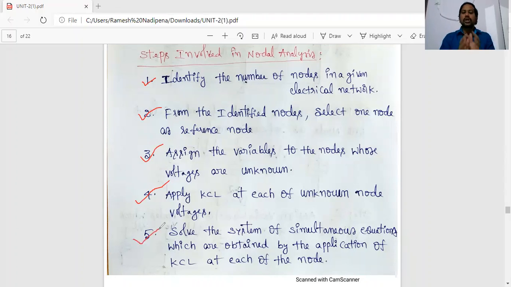Step 5: solve the system of simultaneous equations obtained by the application of KCL at each of the nodes. Here 3 nodes are there, one node should be grounded, so now 2 nodes are there. Apply KCL at this node and at this node. After getting node equation 1 and node equation 2, we have to solve these two equations to get the node voltages V1 and V2. Simple. Let us see the numerical, through which I'll explain each and every step of nodal analysis.